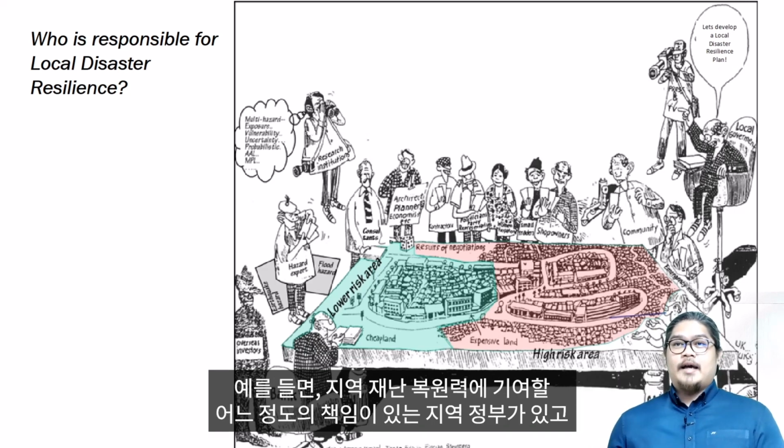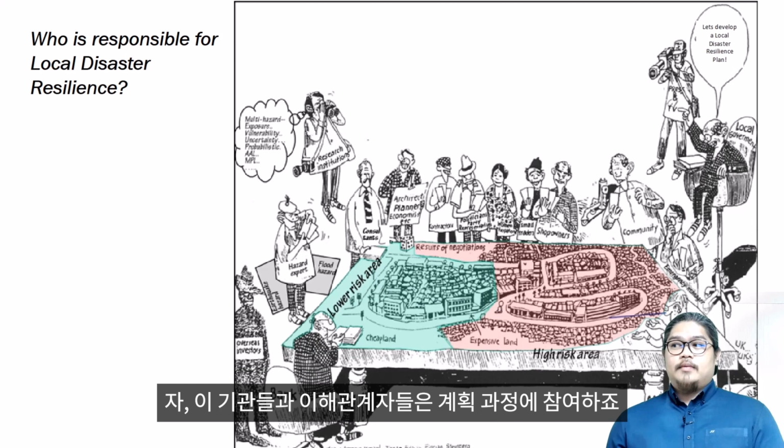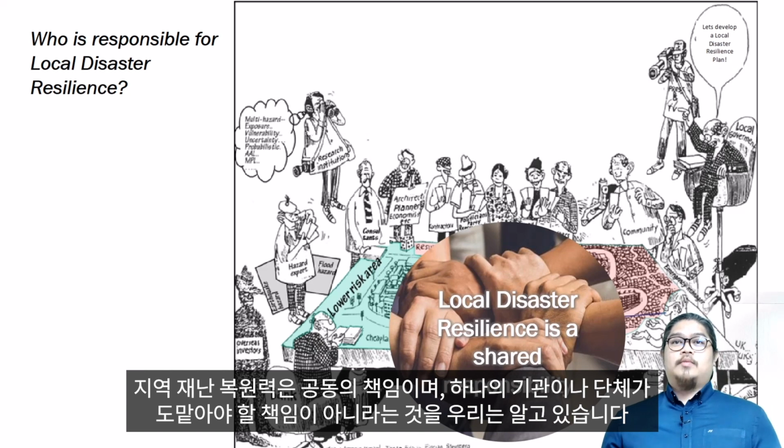For example, we have the local government that's partially responsible for contributing to local disaster resilience. You also have banks, local communities, women's groups, children, and schools as part of local disaster resilience. These agencies and stakeholders are part of the planning process. What we know is that local resilience is a shared responsibility and is not supposed to be the responsibility of a single organization or a single community.